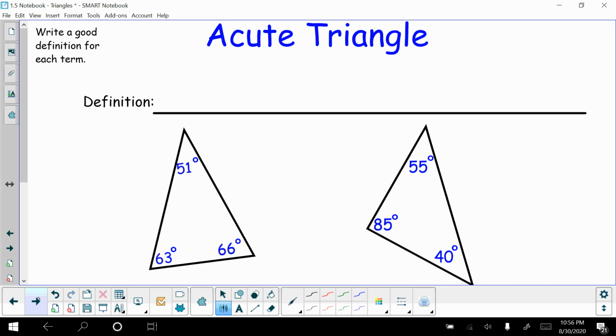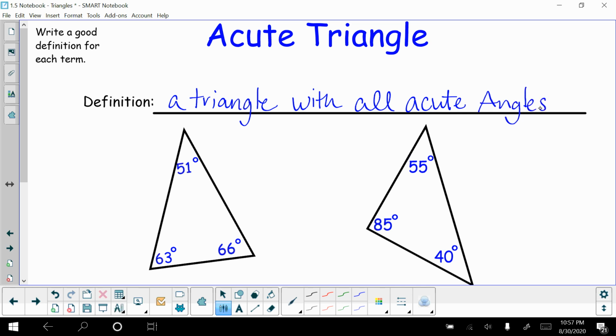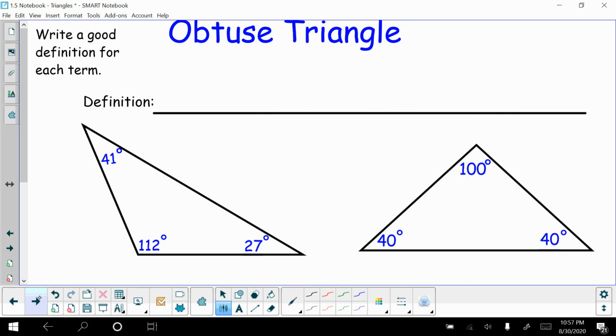Next one is the acute triangle. We have two examples of acute triangles. You'll notice all three angles shown in each picture is acute. So an easy definition would be a triangle with all acute angles. Okay, not one can be obtuse. So be able to identify or sketch acute triangles.